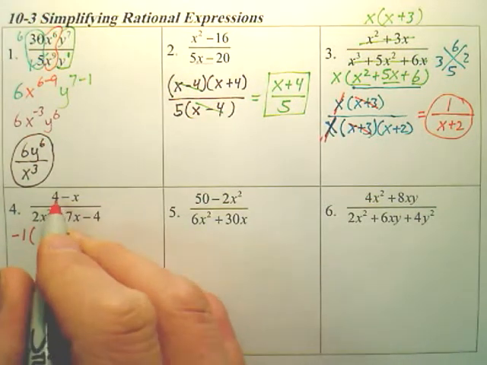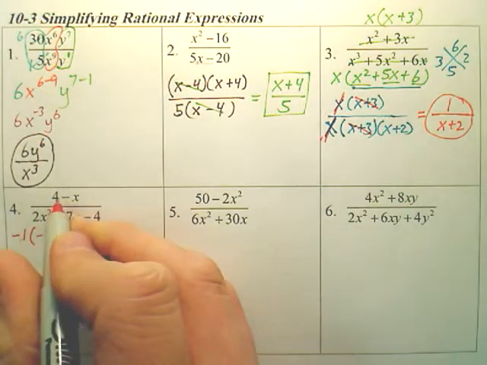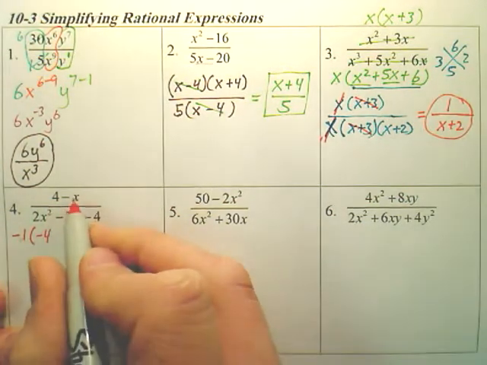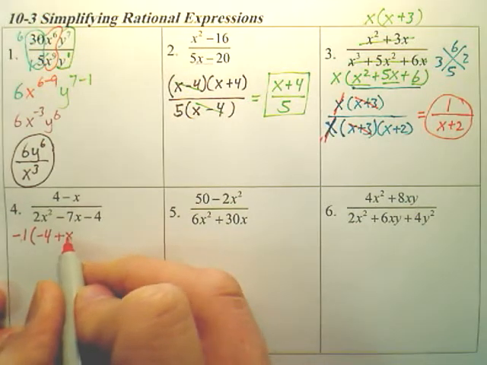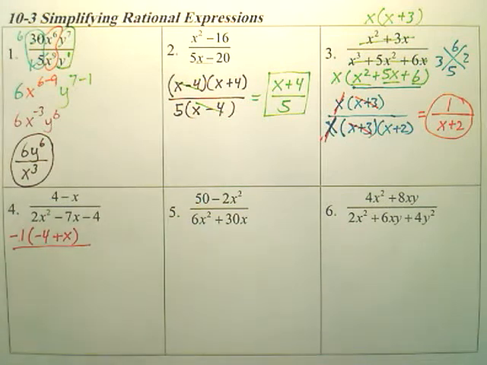You'll see why, but when I pull out a -1, that leaves me with -4, because the -1 times -4 is +4. When I pull out a -1 of this, I get positive x. You'll see why in a second why I'm doing that. But for now, let's just do that.